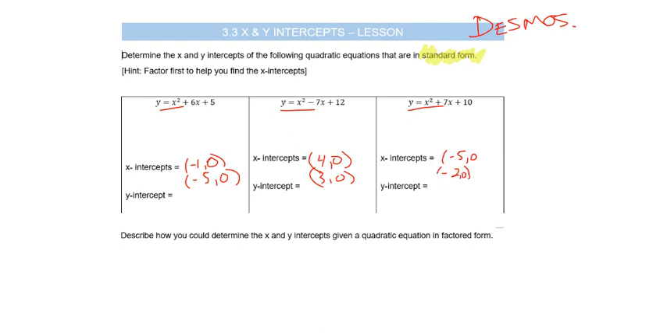There. Okay, and the y-intercepts, I'll do it in a different color. Y-intercepts were 5. Y-intercept was 12, if you remember all the way back 30 seconds ago. And we had a y-intercept of 10 as well. Okay, so go back and check if you don't believe, but they're all there.